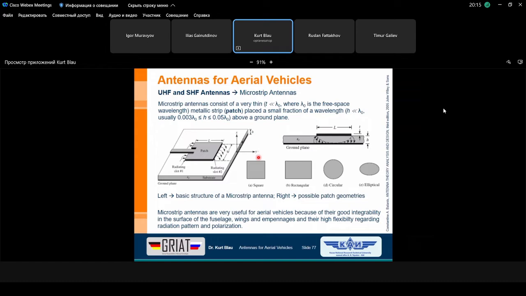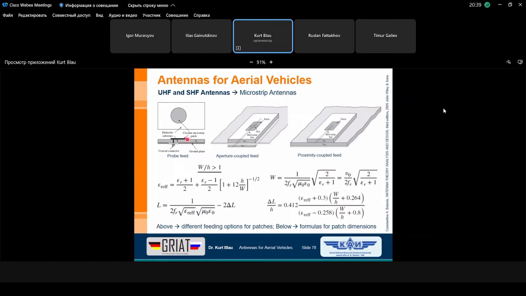Then we looked at another type of antenna. It's a very cheap and very flexible type of antenna based on PCB. This is the so-called microstrip antenna. And I showed you some fundamental configurations and some types: square antennas, rectangular, circular antennas, and also some different feed possibilities.